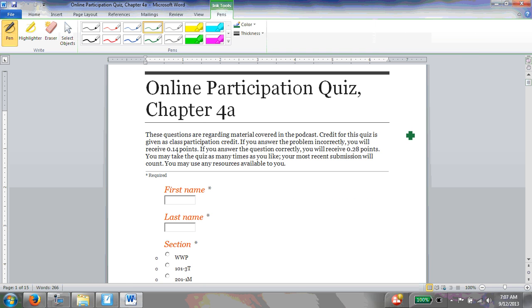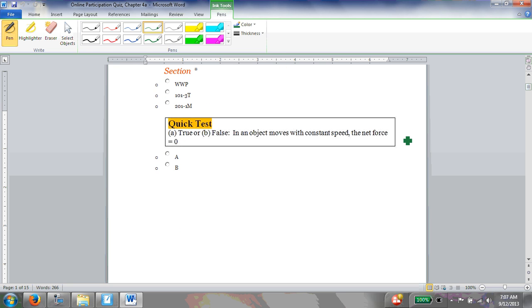All right, this is the online participation quiz, Chapter 4A. Chapter 4 is in two parts, and so this is the first part. True or false, an object moves with constant speed, the net force equals 0.